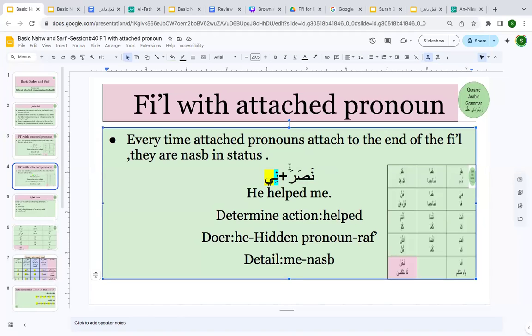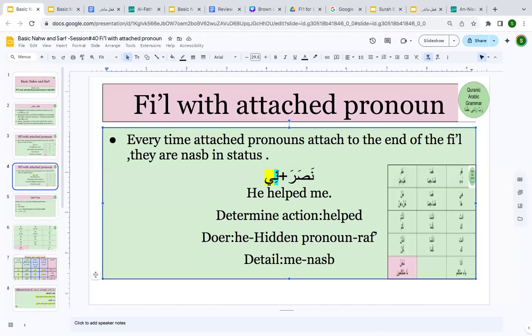So again, if I ask you what is the pronoun in Nasara, what will be the answer? It is a hidden pronoun huwa. What is the status of the hidden pronoun huwa? Because he helped, he is a doer of an action, it is rough in status, right? That is how we have learned. Every doer is rough in status.